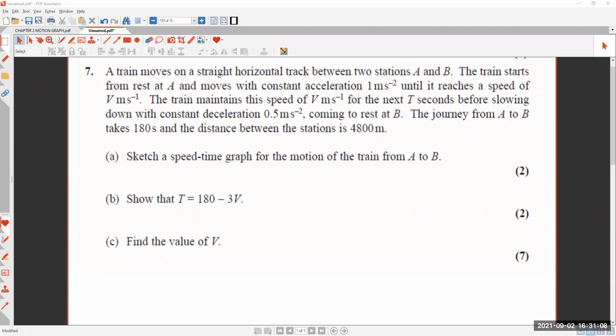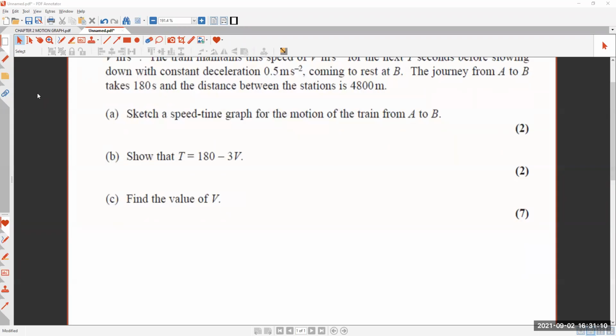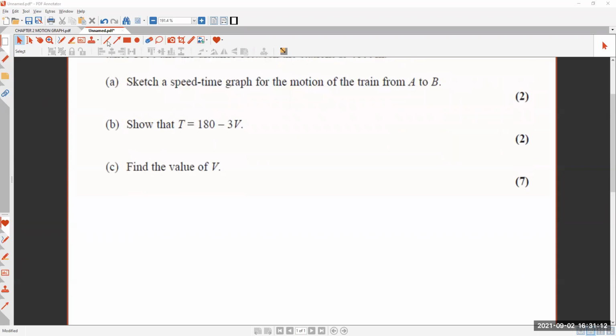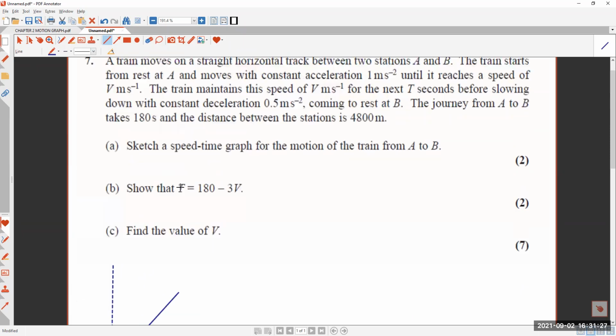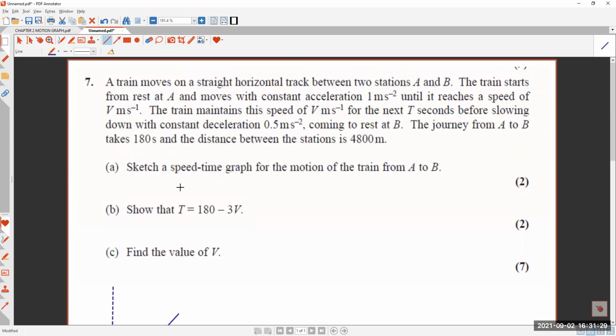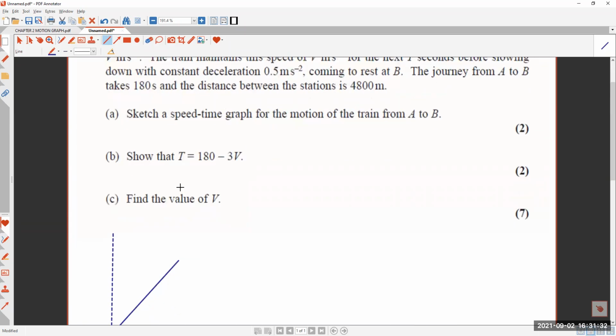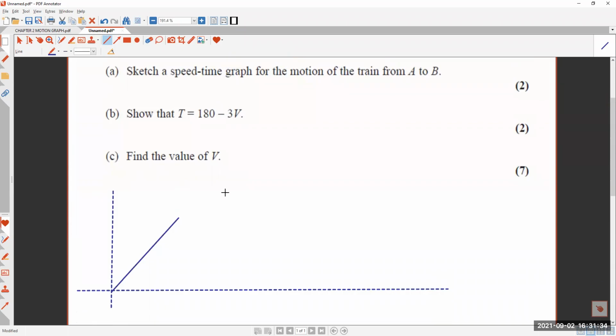1 meter per second square until it reaches a speed of v meter per second. This is your sketching graph. So it reaches a speed of v meter per second. Koto 1 meter per second e jachchilo. The train maintains the speed for the next t seconds. The train maintains, mani eta maintain kore rakhe.